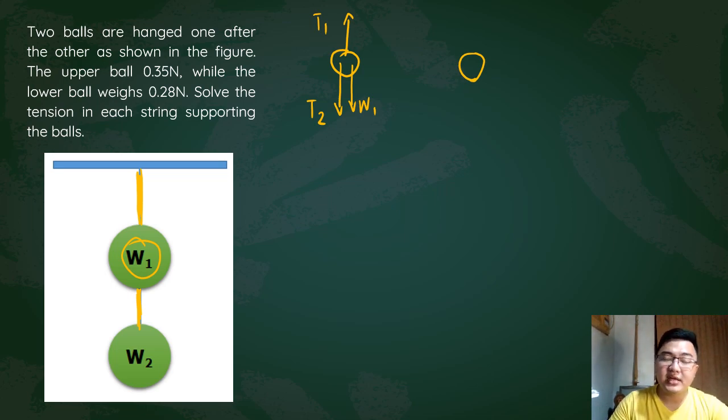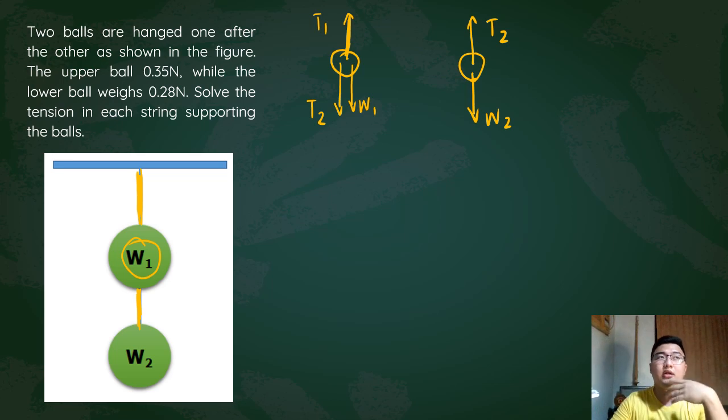Remember that strings exert force on both ends of the string or cable. That's why you have a string below weight 1, and therefore that string also exerts a tension force on the ball. Now for weight 2, since you have one string above it, that's tension 2, the tension from rope 2, and weight 2. So these are our free body diagrams. And remember, they are in static equilibrium.